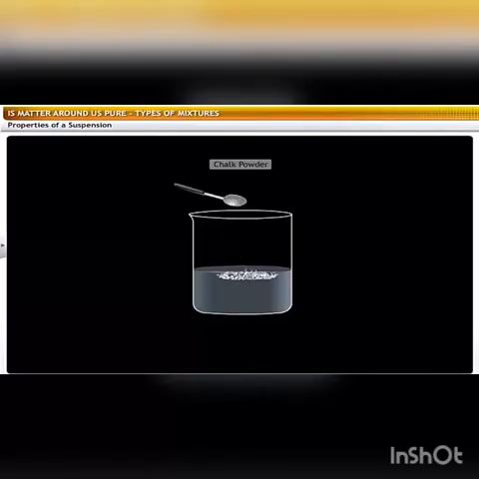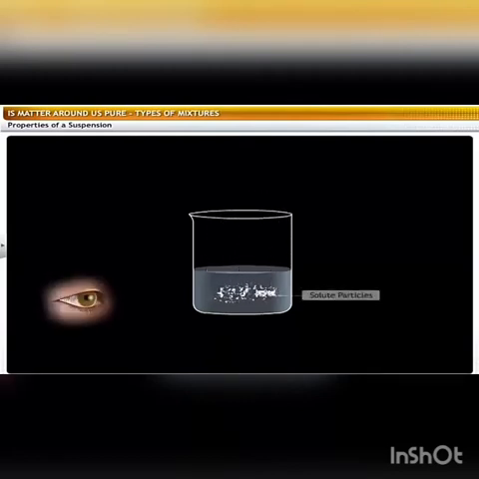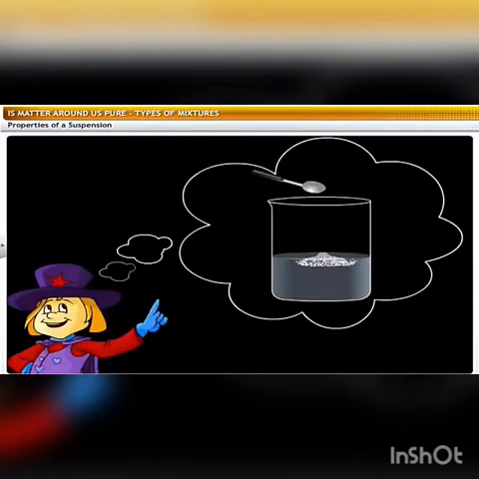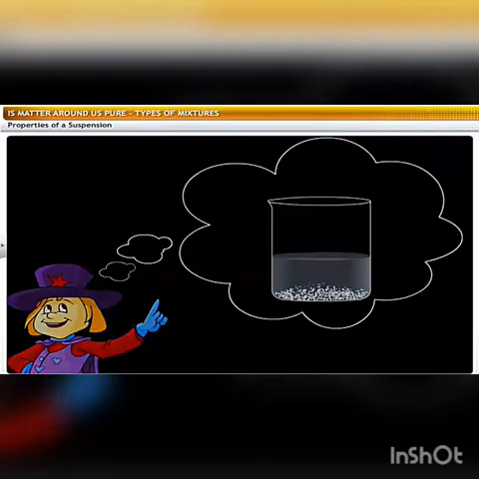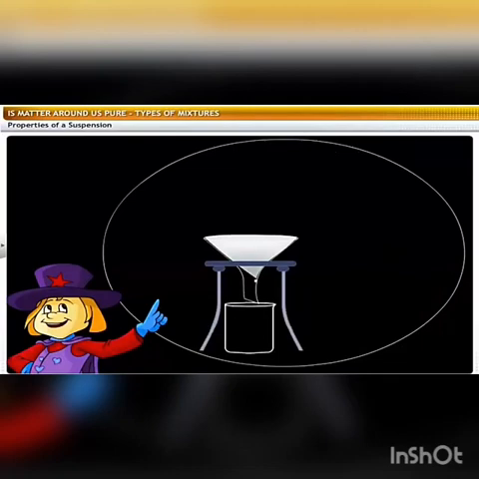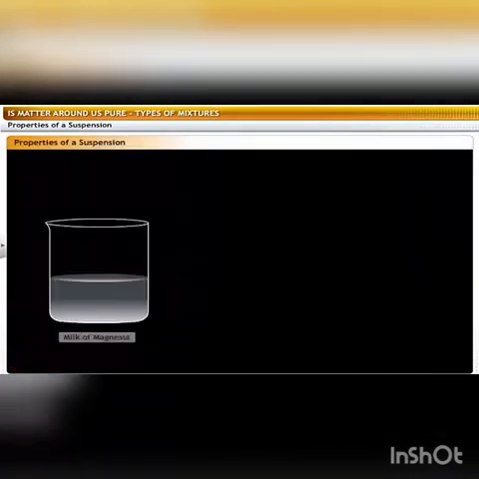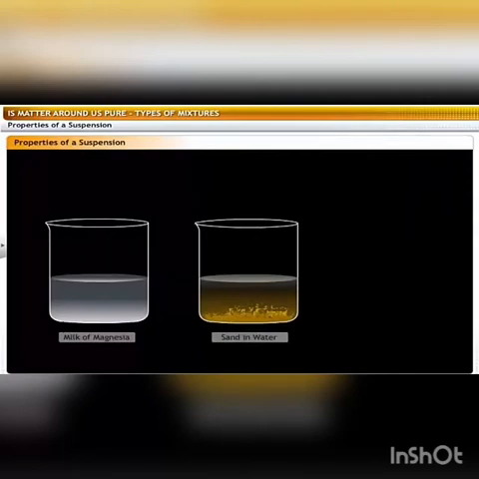A suspension is a heterogeneous mixture in which the solute particles do not dissolve and remain suspended throughout the solvent. The solute particles can be seen with the naked eye. Aha! So that's why when I added chalk powder to the beaker of water, it didn't dissolve. Exactly. A mixture of chalk powder and water is an example of a suspension. Other examples of suspensions include milk of magnesia, sand in water, and flour in water.